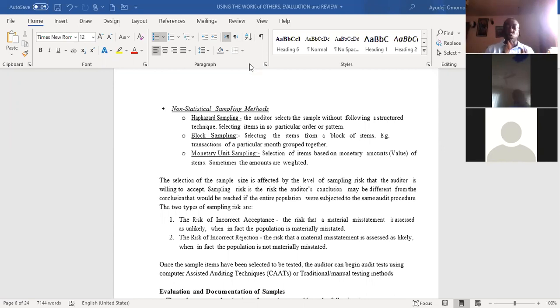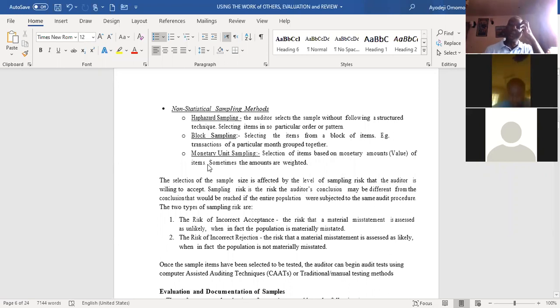Block sampling, you group all the samples into different blocks and you select from there. January, February, March, April, May. You select from January, you select from February, you select from March, you select from April. Or you select from PV number 1 to 50, you select inside. From 51 to 100, you select. Or you say age, from ages 21 to 30, you select. From ages 31 to 40, you select. From ages 41 to 50, you select. So that is it with block sampling. Please don't hesitate to stop me should you have any issues.